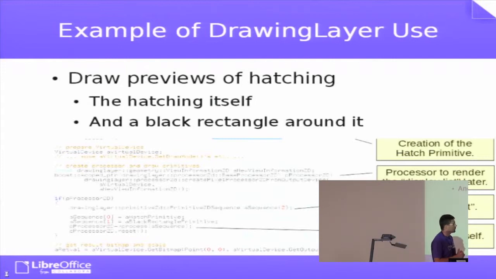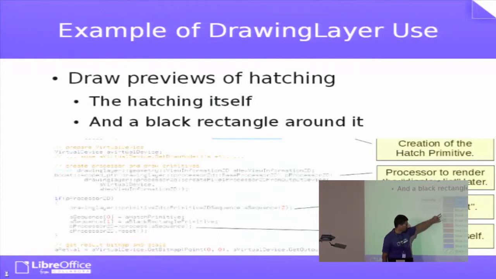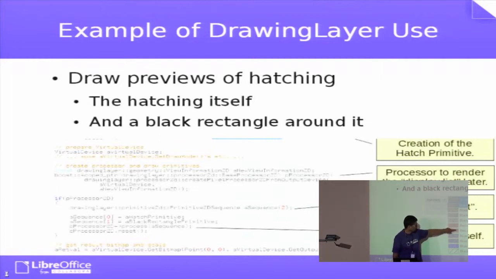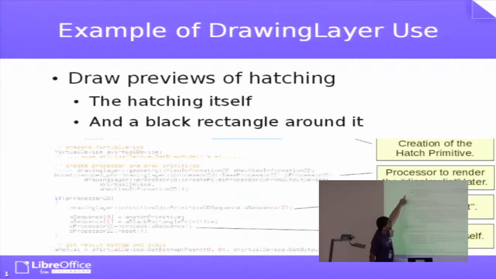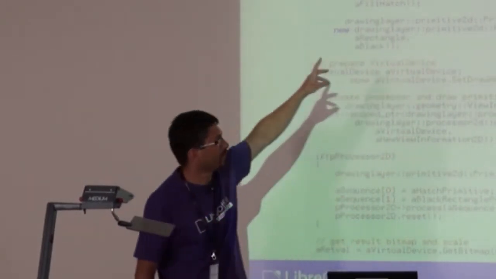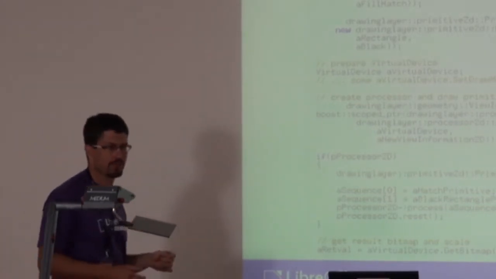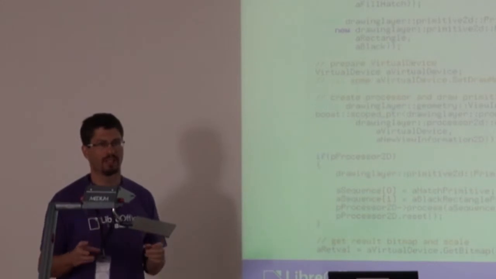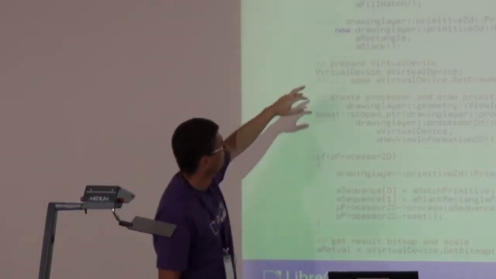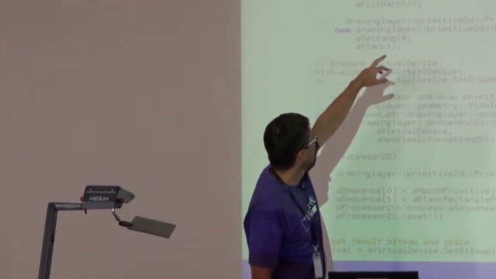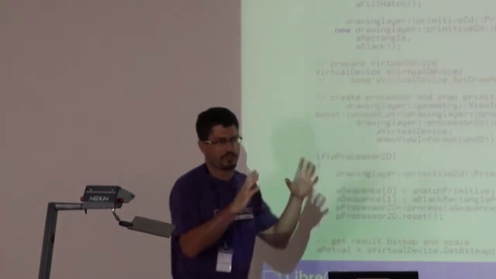So when you want to use the drawing layer, in this case to draw this hatching example, what you do is draw a shape with the hatching, and then draw a black rectangle around it. The code that does that is something like this. First of all, you create something called a primitive, in this case a hatch primitive, which will create hatching in the polygon defined by this rectangle.